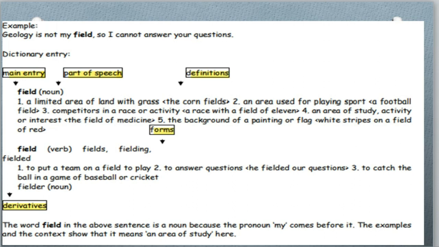Okay, now let's analyze the sentence given here. Geology is not my field, so I cannot answer your questions. Here you can see the dictionary entry of the word field. I think the first thing I need to decide is the part of speech of this word. And it is a noun because it comes just after the possessive adjective my. And after this, we need to decide which meaning is the suitable one for us. We need to look at the context. And when we look at the context, you can understand that the fourth meaning, an area of study, activity, or interest, is the one that we are looking for.